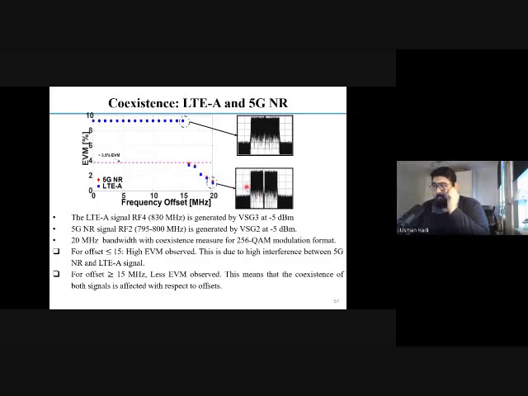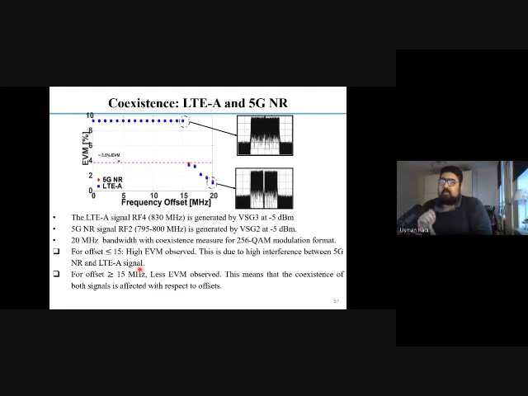So you have to be very cautious and selective when you are intermixing 5G NR with LTE Advanced and using multi-band channels, because they are good for realization, they perform better, and they offer high data rates. The selection of offsets is very important. What we have observed is that for offsets less than 15 megahertz, the EVM is high, and this is because of the interference between the 5G NR and LTE Advanced signals. For offsets greater than 15 megahertz, the EVM is less, which means that the coexistence is affected with respect to offset, but they can still coexist.